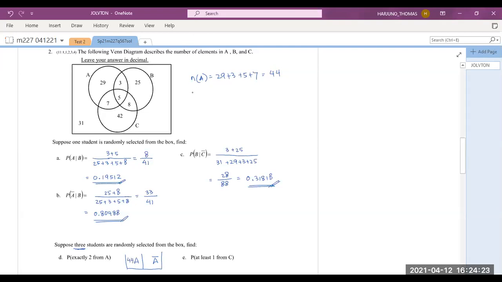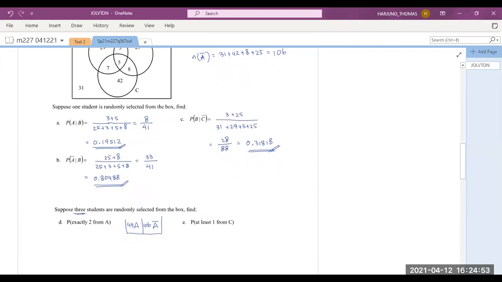Now, how many elements are not in A? That's 31 plus 42 plus 8 plus 25. Those are the number of elements not in A. It's 106. So there are a total of 150 elements here. So this is 106.